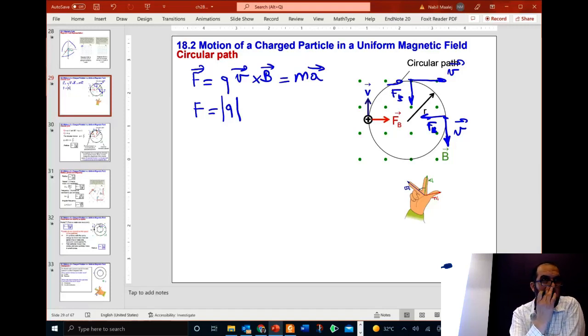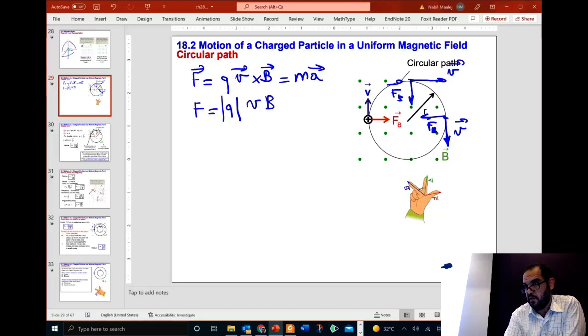Okay, so please pay attention. This derivation is very important. If you know how to do this one, you will be able to solve maybe 30% of the problems of this chapter. So I multiply the absolute value of the charge times the magnitude of the velocity vector times the magnitude of the magnetic field vector. This is equal to the mass times the acceleration.